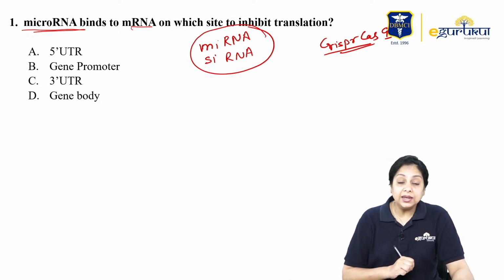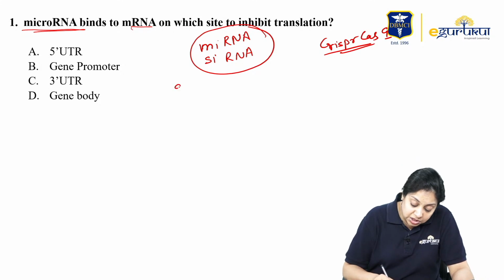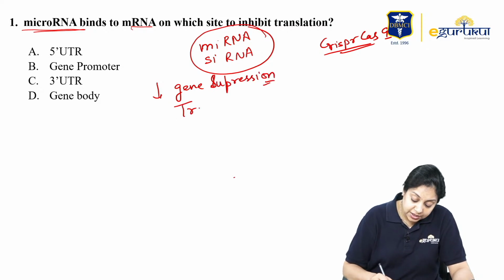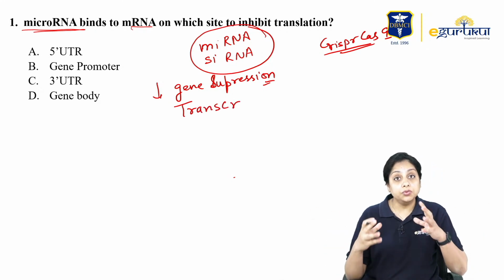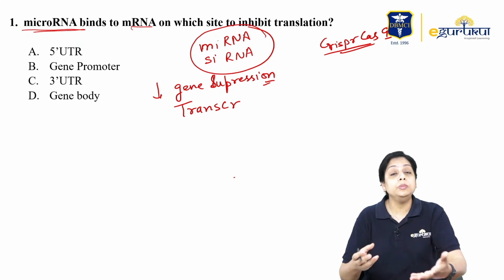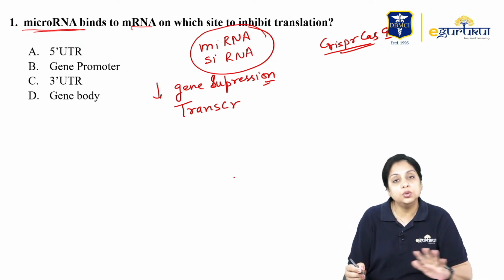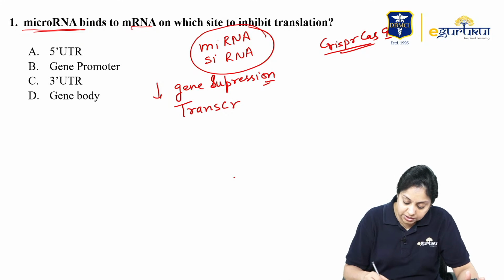And miRNA, they do what? They inhibit the gene transcription, or you can say they do the gene suppression. At which level? The transcriptional level. These are, you can say, the major broad terms. If you remember these terms, you will be able to make out the answer rather than knowing the entire theory behind it.